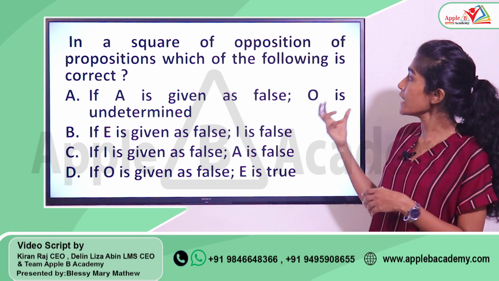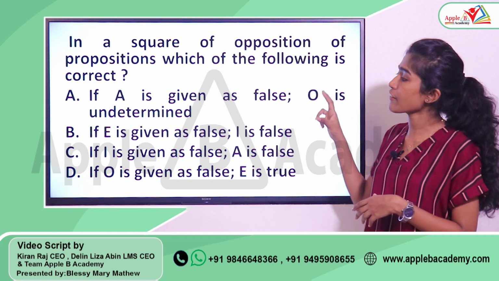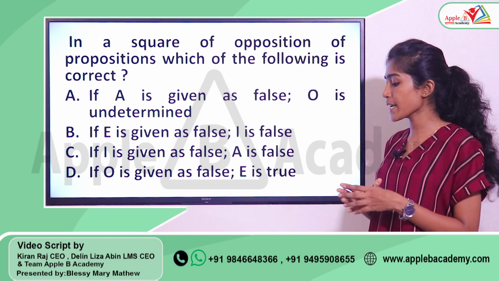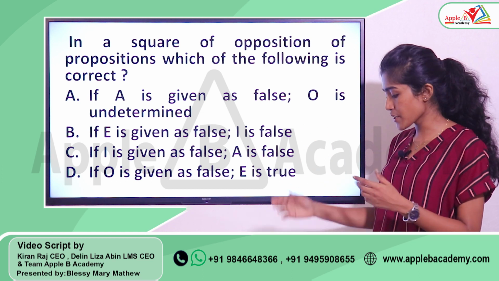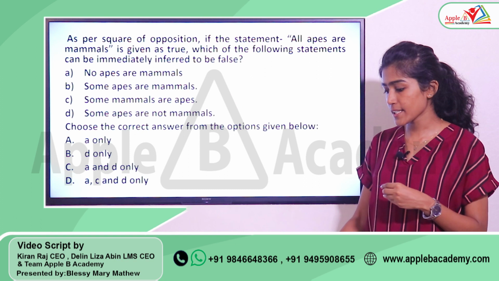We need to identify, on the basis of square of opposition of propositions, the correct combination that is given there, and this of course is option C. So the right answer is option C itself. Moving to the next question.